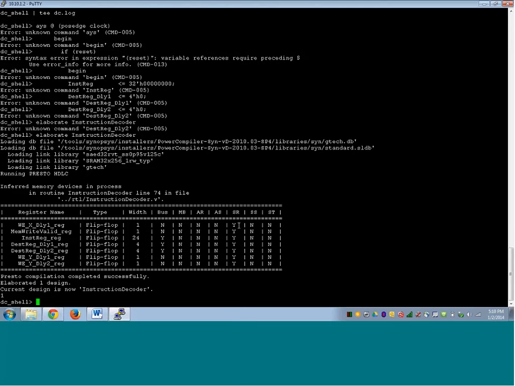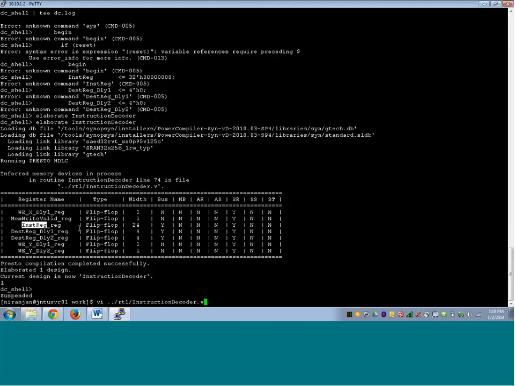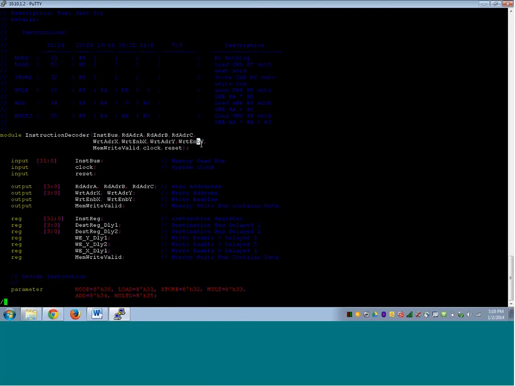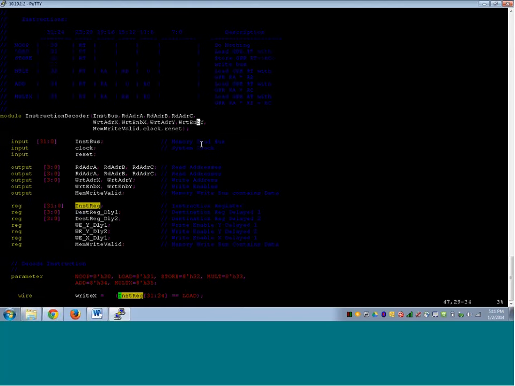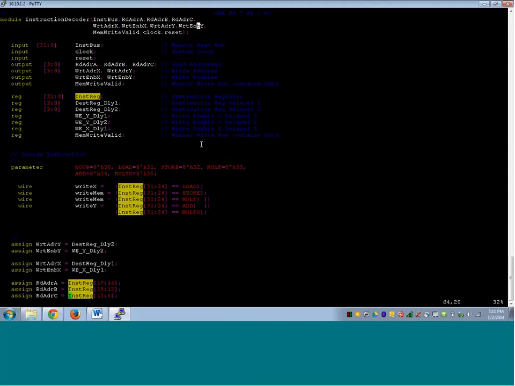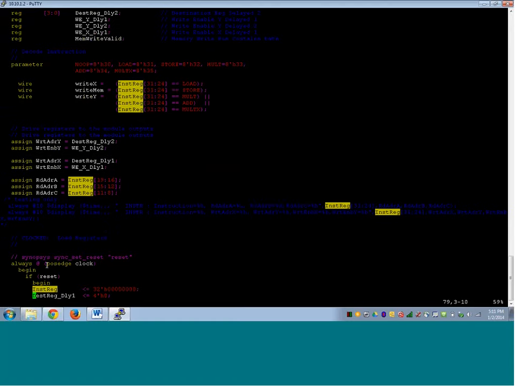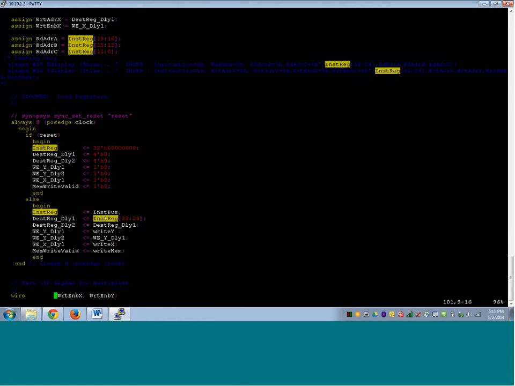Now let's go back and look at the RTL again. Now it will append underscore reg to each one of the names. So let's look at this. Instruction stretch is a register. There are some wires which work on this based on the value. Then it is assigned to some wires, and then the register itself is this. So we see that there is this always block. We see that it has a synchronous reset because reset is not in the sensitivity list.